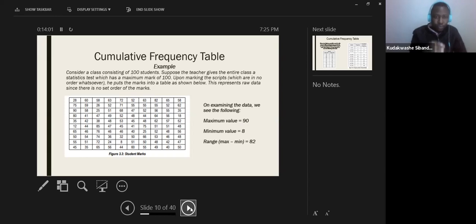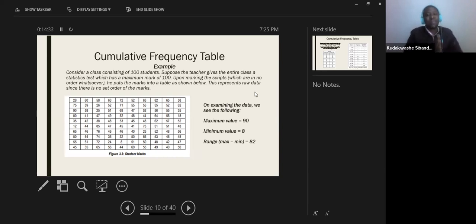study module. So consider a class consisting of 100 students. Suppose the teacher gives the entire class a statistics test, which has a maximum mark of 100. Upon marking the scripts, which are in no order whatsoever, he puts the marks into a table as shown below. This represents raw data since there is no set order of marks. All right, so let me try to explain this last statement, right?